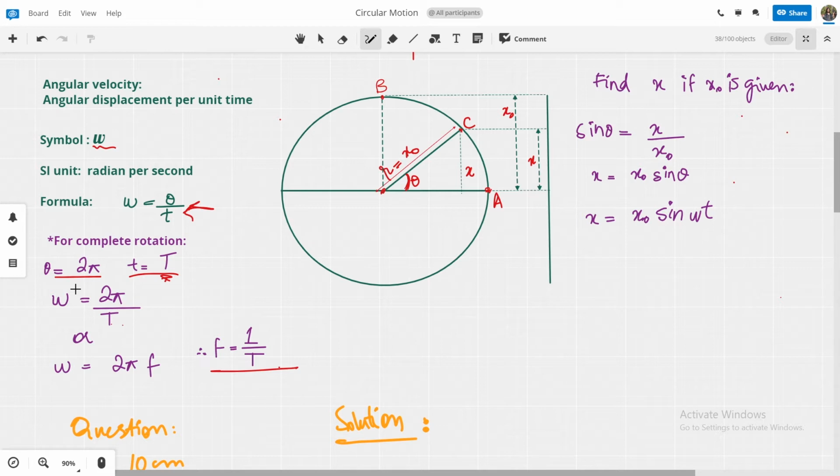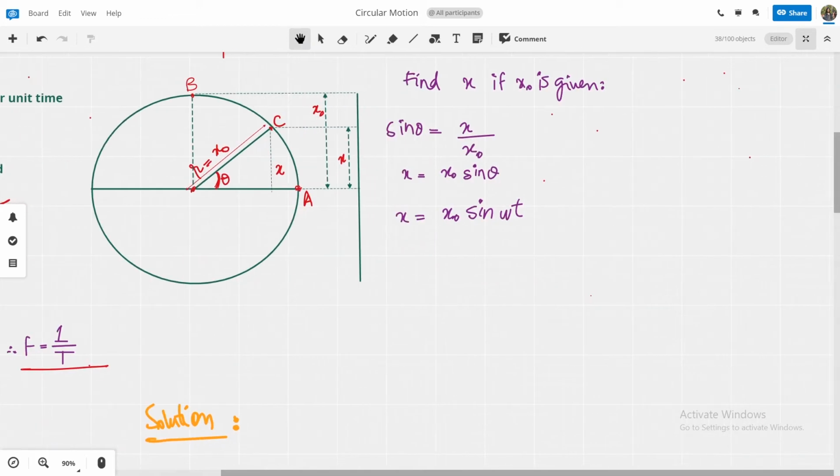Again, there can be many formulas for calculating one quantity. We'll use the one for which the values are given in the question. For example, sometimes we'll be given the time period, sometimes we'll be given the frequency. So depending upon the question, we'll choose the appropriate formula.